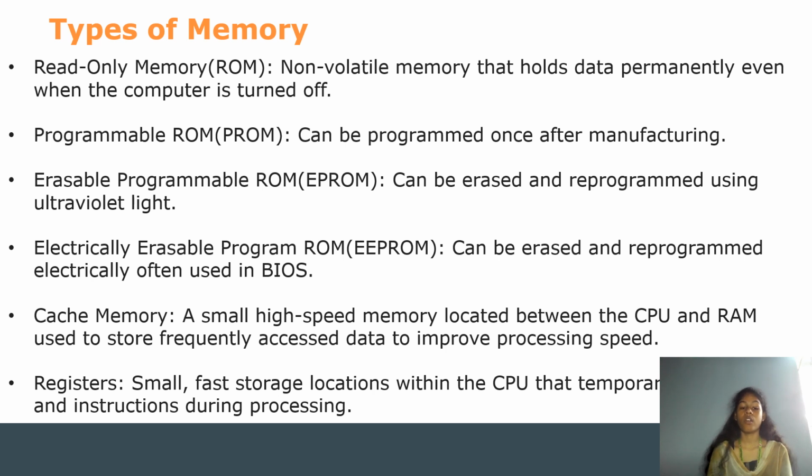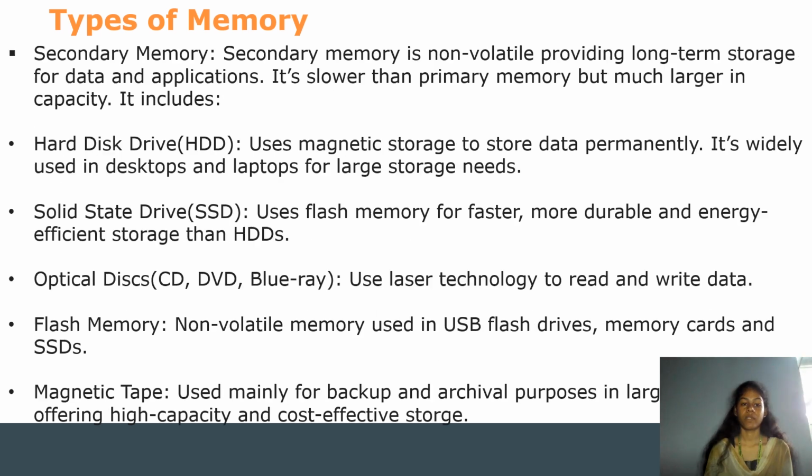Cache memory is a small high-speed memory located between the CPU and the RAM, used to store frequently accessed data to improve processing speed. It is used to hold the data which is frequently used, and it is more efficient and works faster than the primary memory. Registers are small, fast storage locations within the CPU that temporarily hold data and instructions during processing.